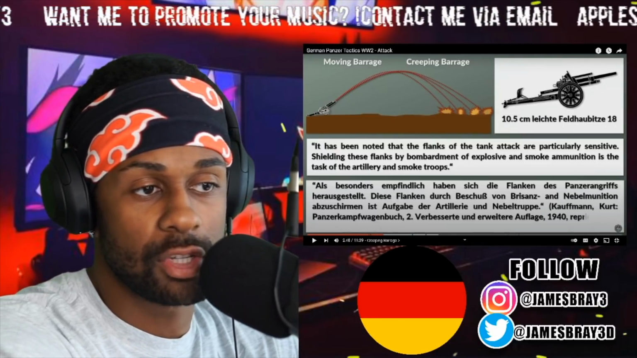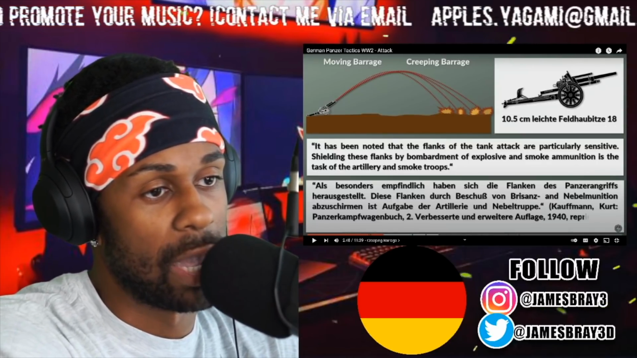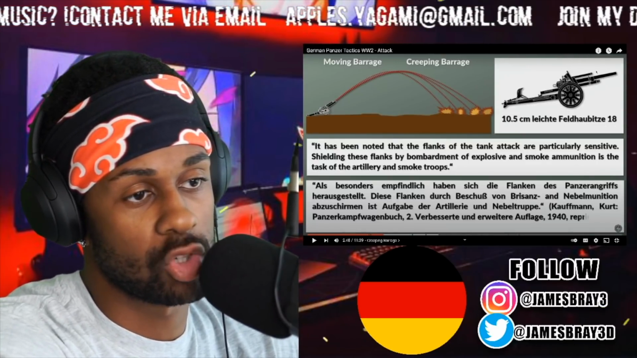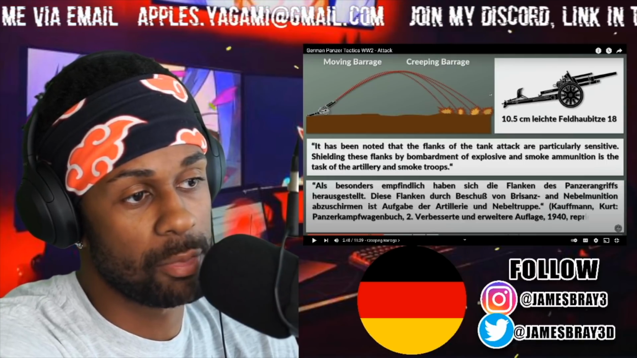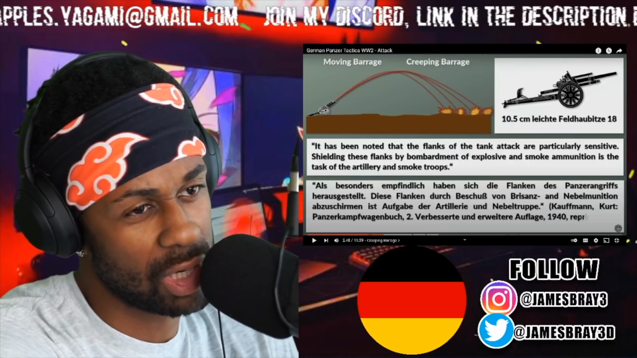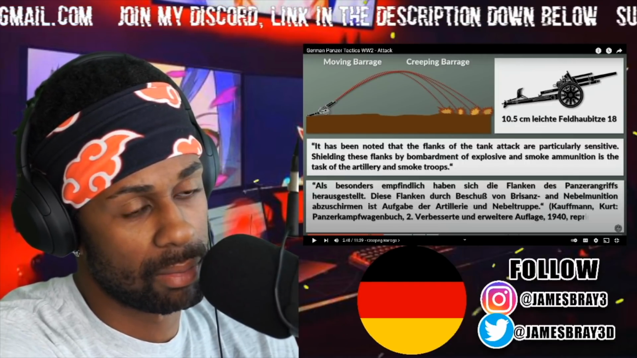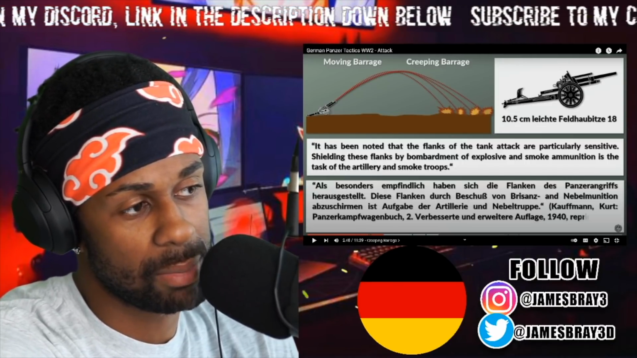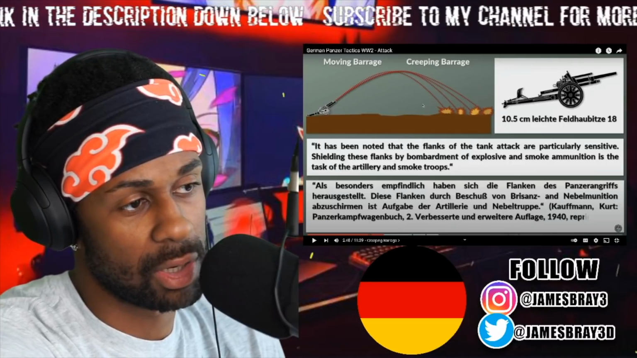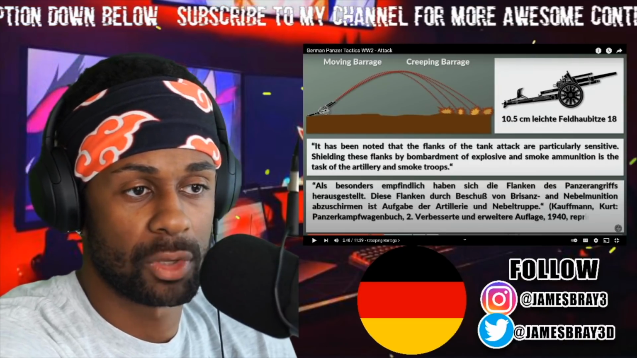You know what's crazy? There's a show I'm watching on Netflix right now, and it showed this weapon contraption thing. It says creeping barrage, right? This doesn't shoot bombs. It shoots some type of bullet thing, or here it makes it look like it's shooting bombs, but it looks like a machine gun type thing.